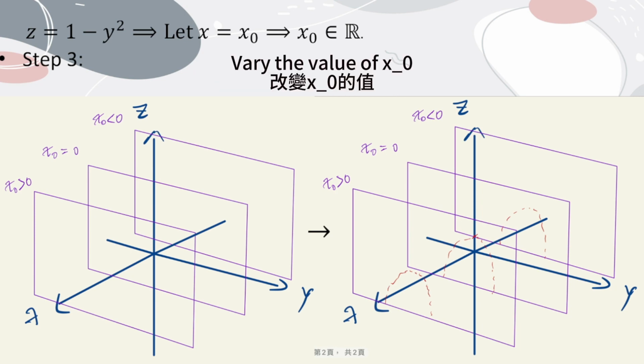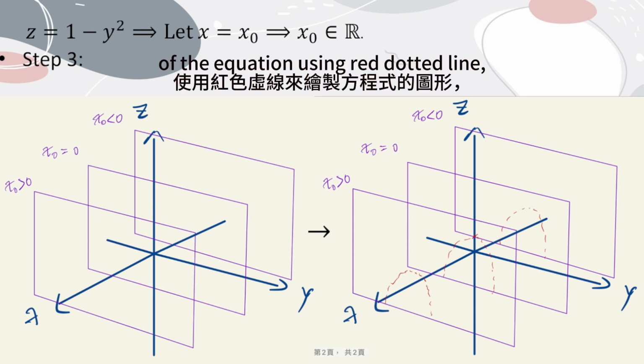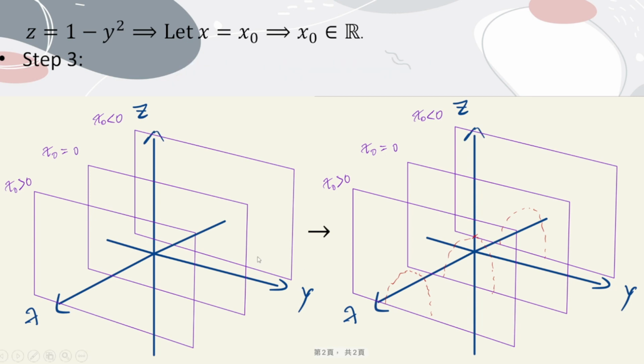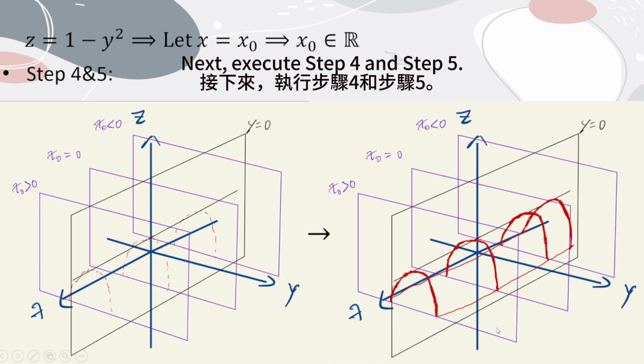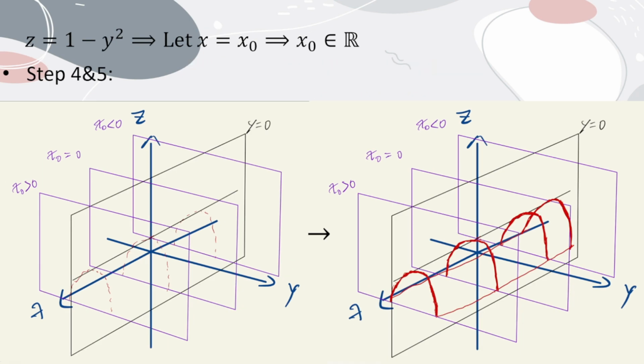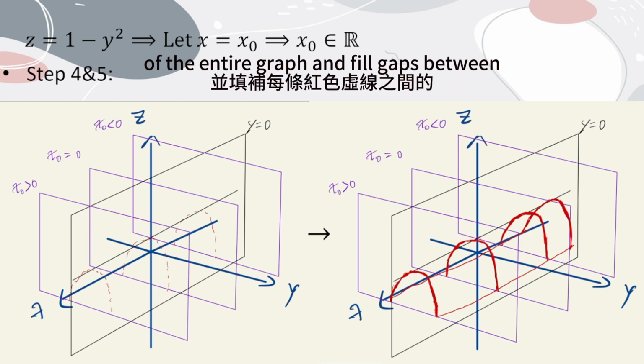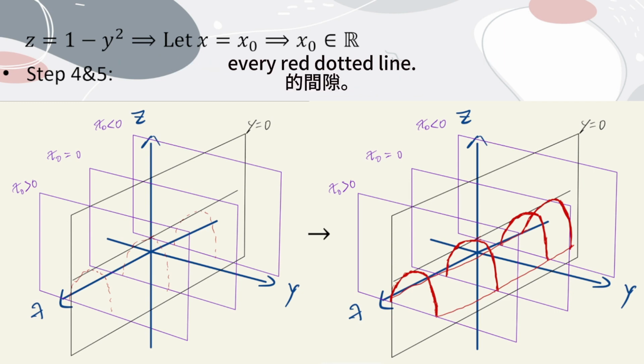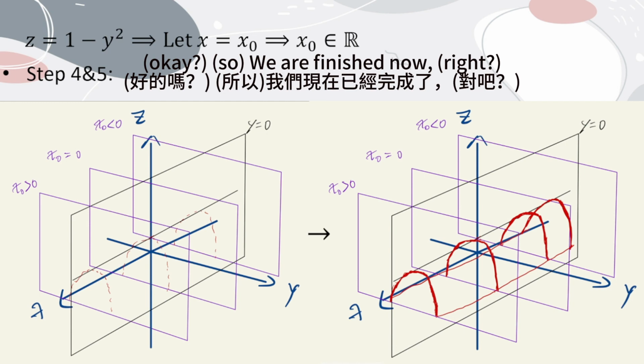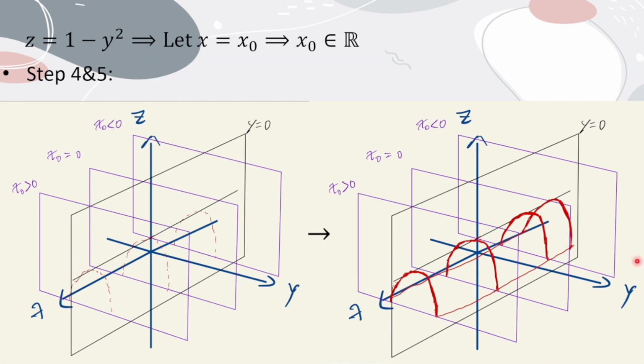Vary the value of x sub 0 to sketch several graphs of the equation using red dotted line, just like this. Okay, next execute step 4 and step 5. Choose y to be 0 to draw a longitudinal section of the entire graph and fill gaps between every red dotted line. Okay, so we're finished now, right?